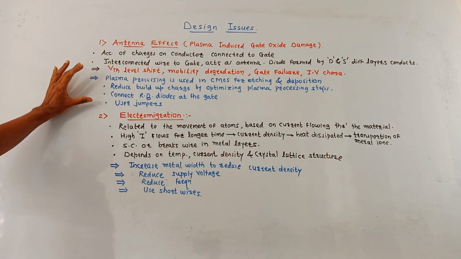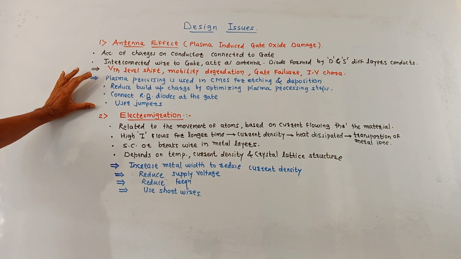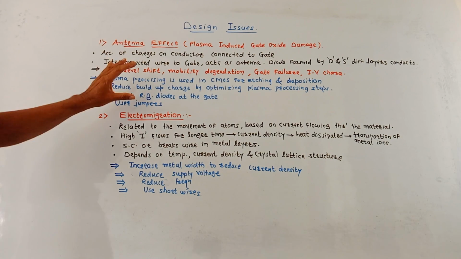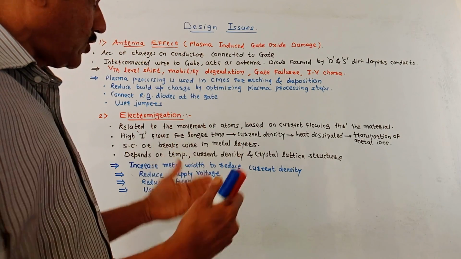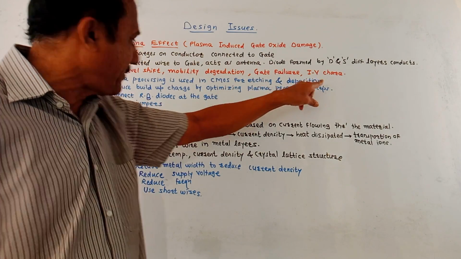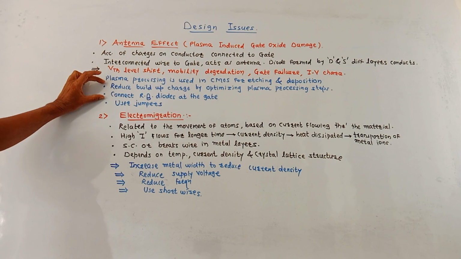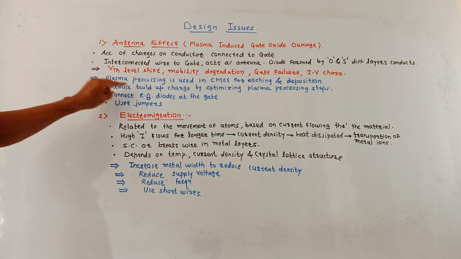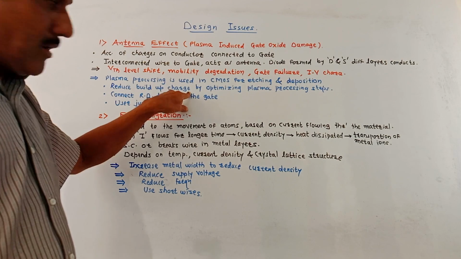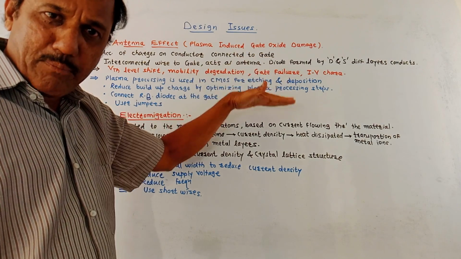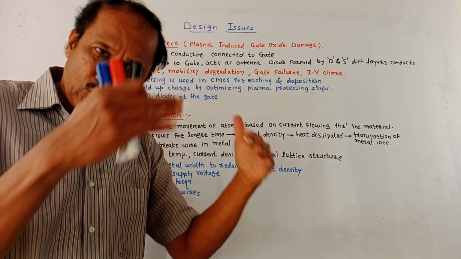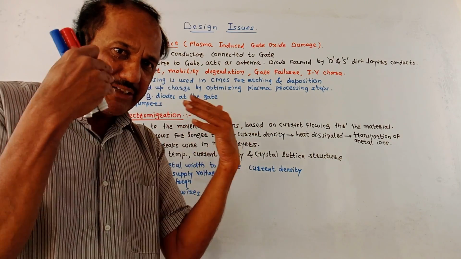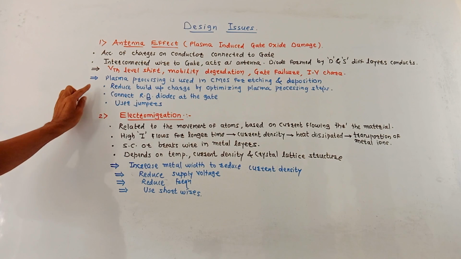Then how to reduce this effect? This is basically related to the plasma processing. This plasma processing is used in the CMOS technology for etching and decomposition. So to reduce this effect, reduce the built up charge by optimizing the plasma processing steps. That means we have to manage the plasma processing steps so that the built up charge will get reduced and this effect can be reduced.